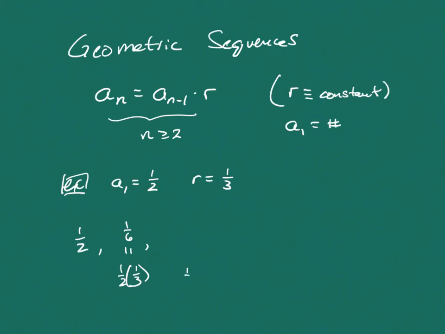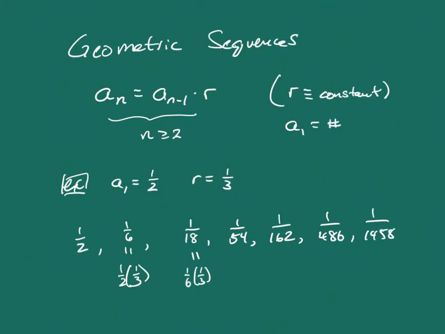1/6, so then we would take 1/6 times our factor of 1/3. So that's going to give us 1/18. And if we kept that going from there, we would have 1/54, 1/162, 1/486, and 1/1458. And we could just keep that going, so that for each consecutive term, we're multiplying the one that came before it by our factor of r.